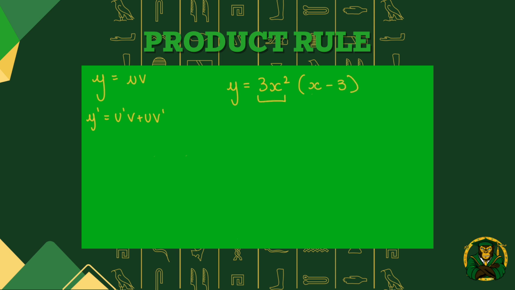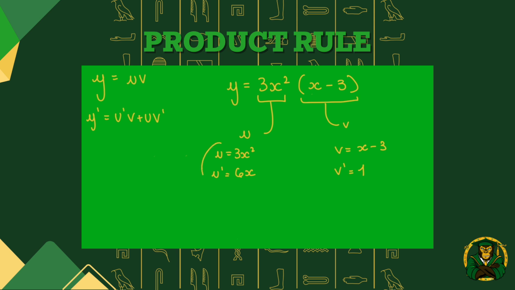So your 3x squared is going to be your u, and your x minus 3 is going to be your v. So u equals 3x squared, and v equals x minus 3. Then you differentiate both of them, so u dash equals 6x, and v dash equals 1.